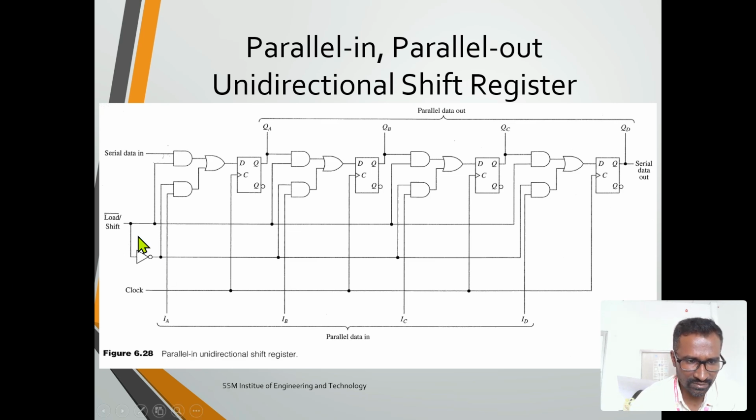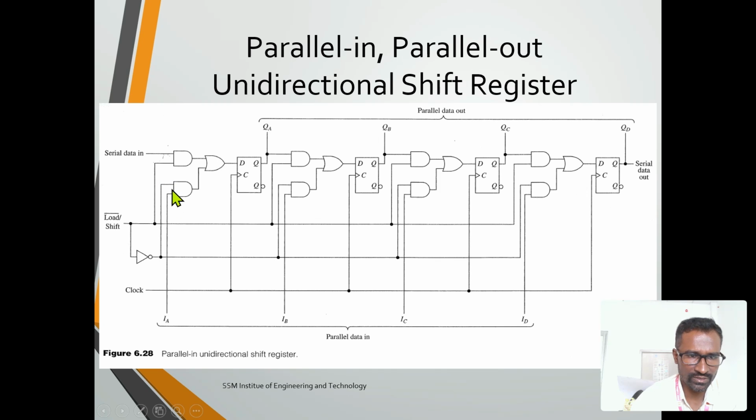So if the enable is 0, what happens? It will act as a load. If it is 1, it will act as a shift. And the clock pulses are synchronous clock pulses. Here there are two AND gates and an OR gate. One of the inputs of one AND gate is the load, and the other input is the data input. For the second AND gate, one of the inputs is the shift, and the other input is the serial data input.